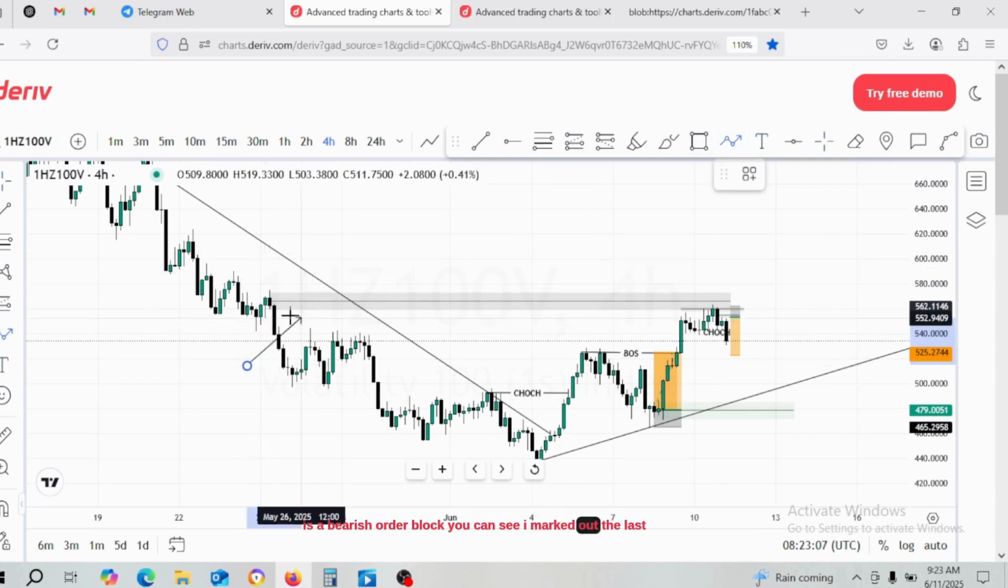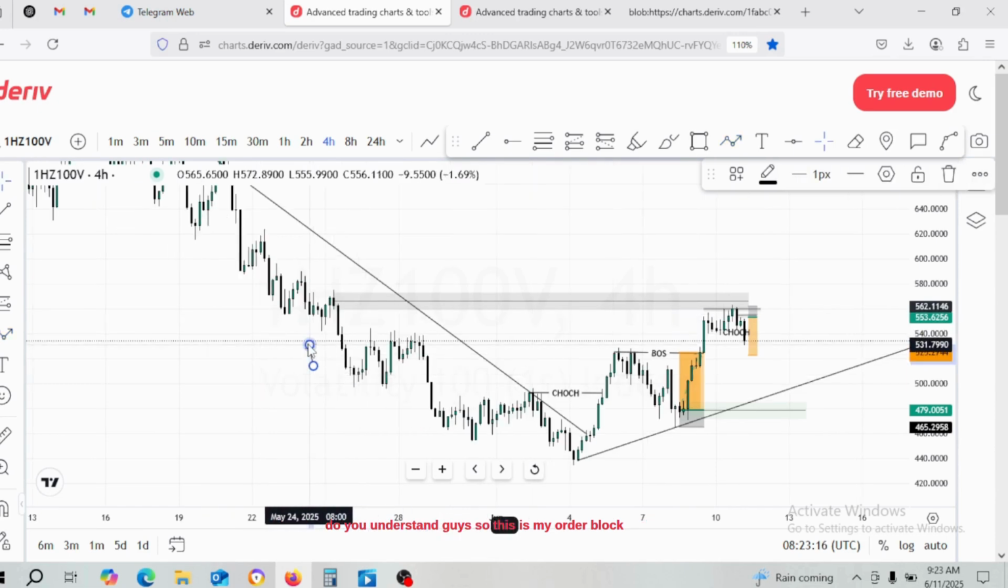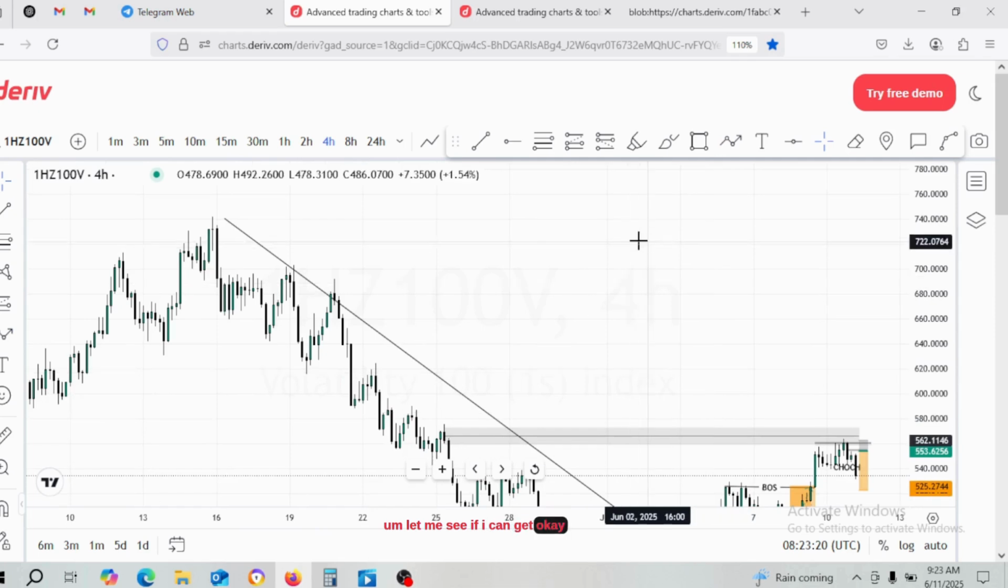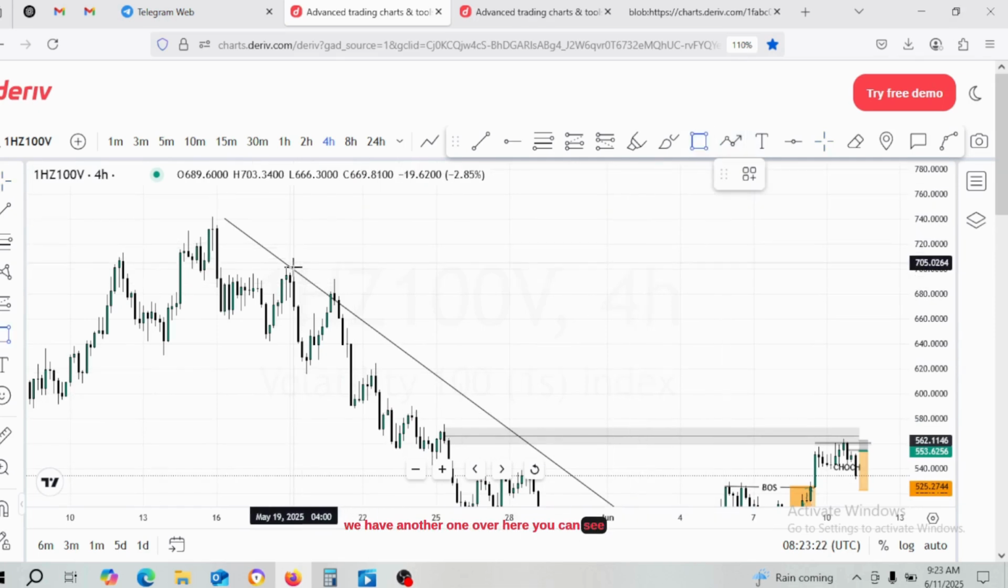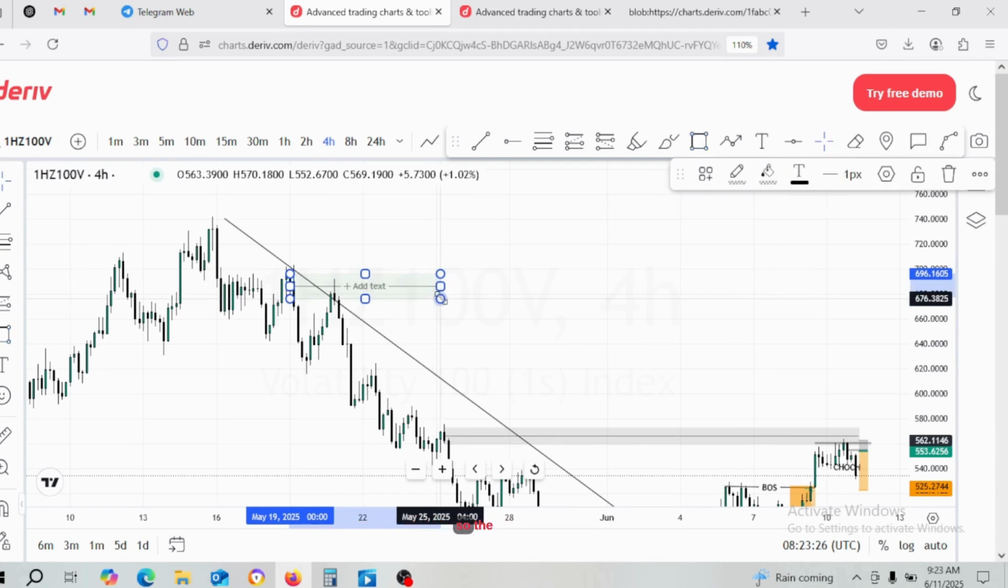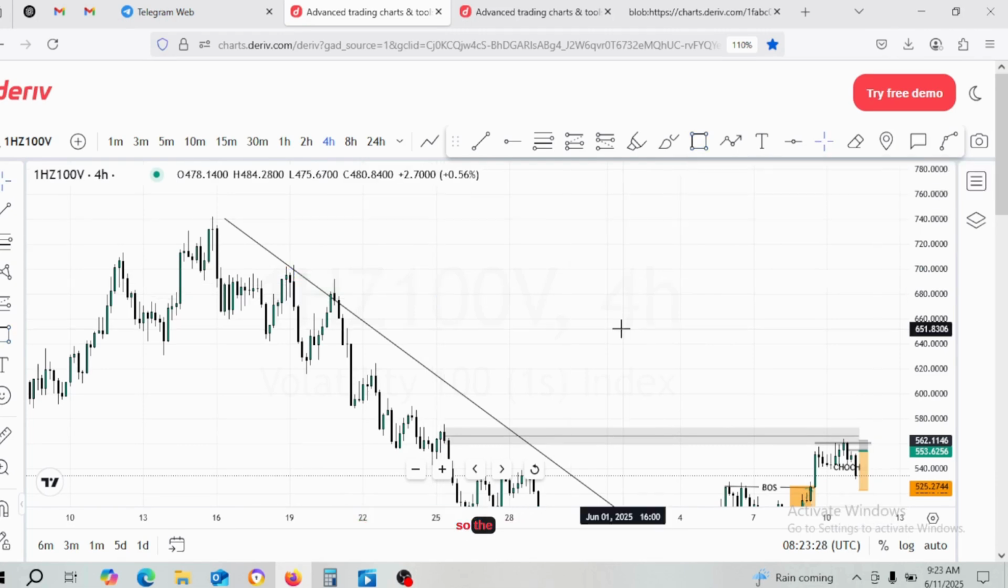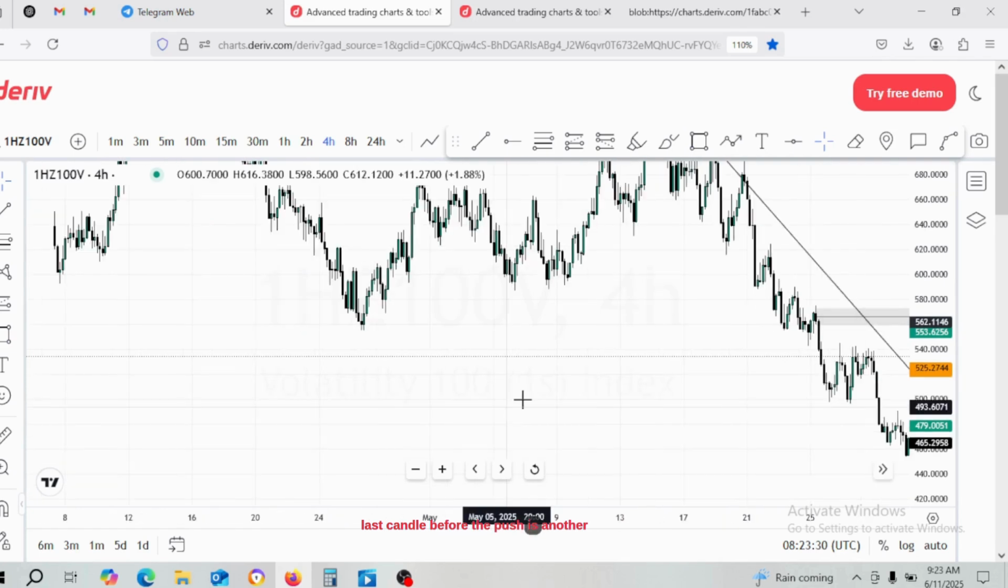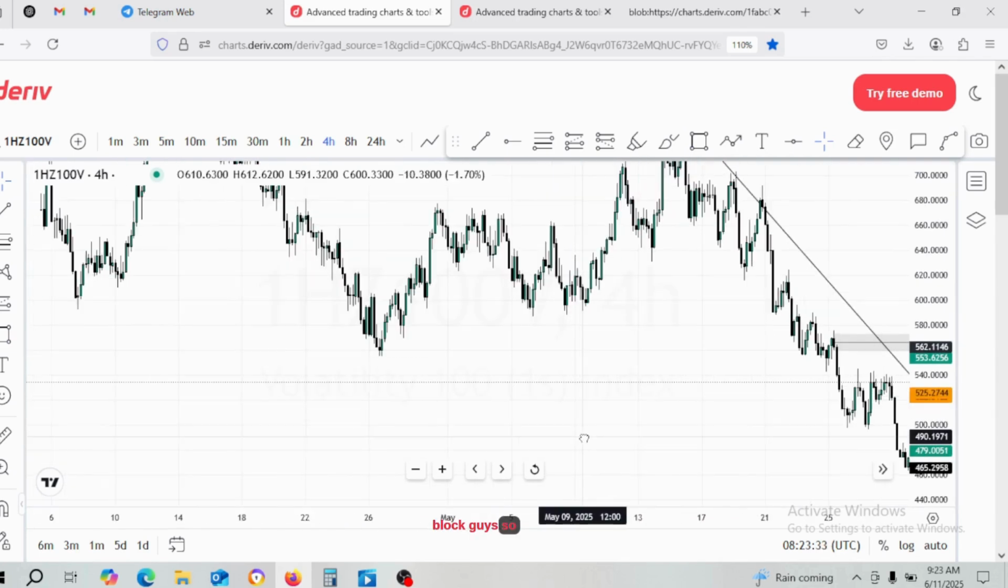This is a bearish order block. You can see I marked out the last candle, be it bullish or bearish, but the last candle before the impulse move. Do you understand, guys? So this is my order block. Okay, we have another one over here. You can see this is our order block. This is another block. So the last candle before the push is another block, guys.